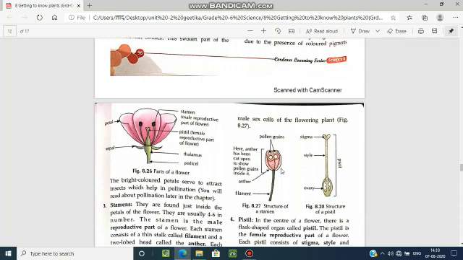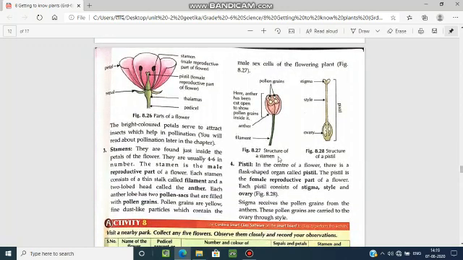Now, pistil. Pistil is found in the center of the flower like this. In the center of a flower, there is a flask-shaped organ called pistil. Look at this, learner. This is the flask-shaped part of the flower. The pistil is the female reproductive part of a flower. So the pistil part is known as the female reproductive part of the flower.